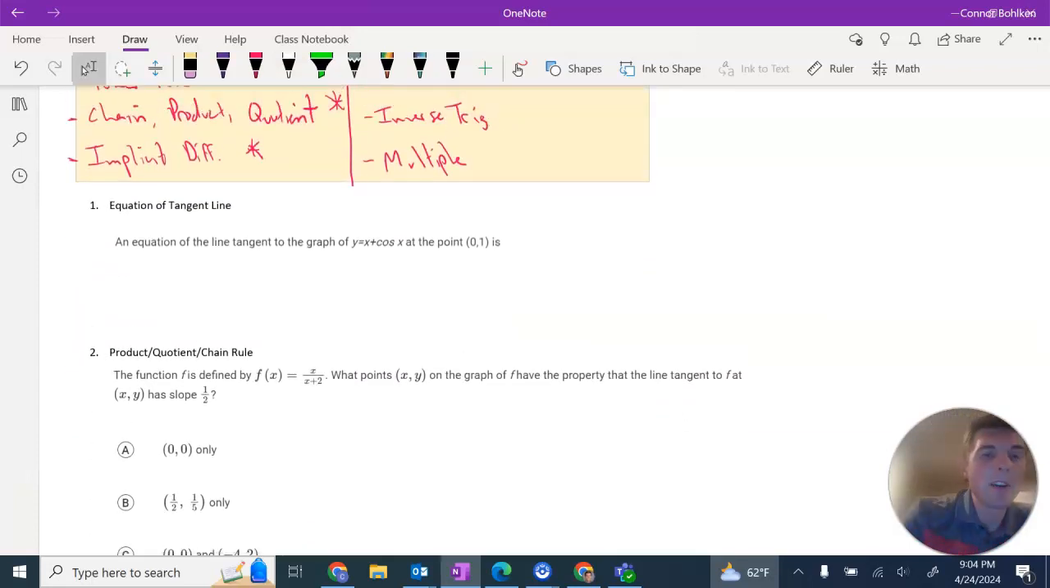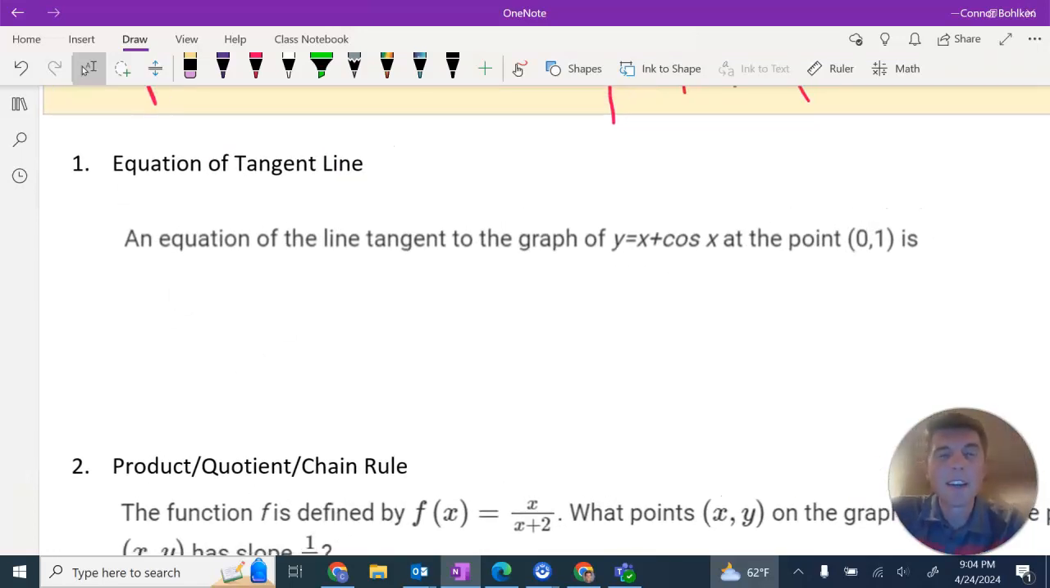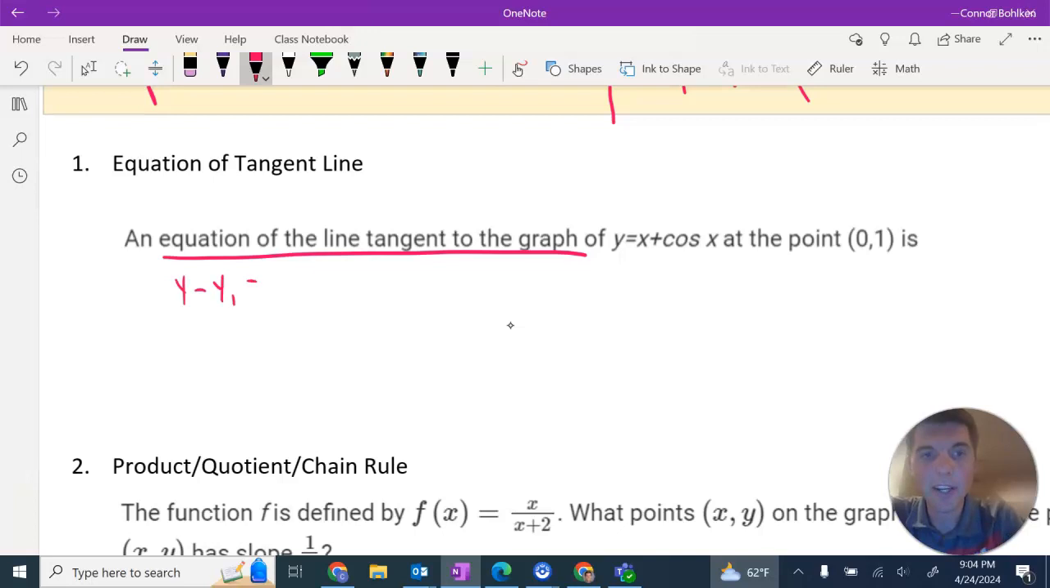I think this is the only one on the front. Let's talk about it here. So I really wanted to emphasize this because this is something that should be automatic. Anytime you see the equation of the line tangent to the graph, you should almost start by tossing your point slope form on your paper. Equation of a line tangent to the graph. Start out y minus y1 equals m times x minus x1. Start there every time. I need a point and I need a slope.